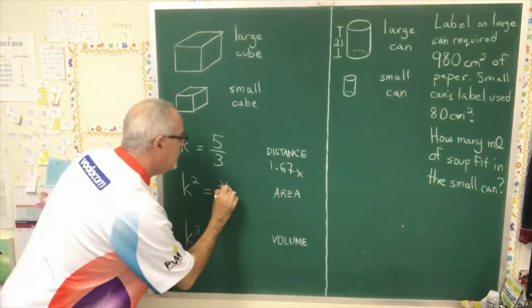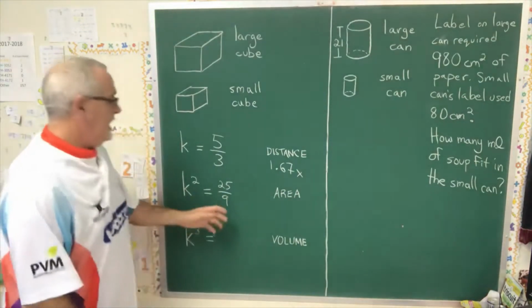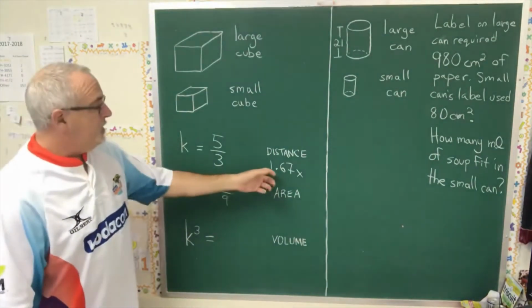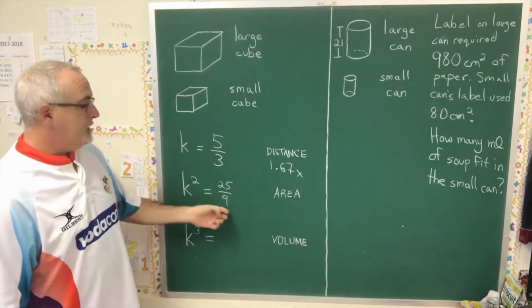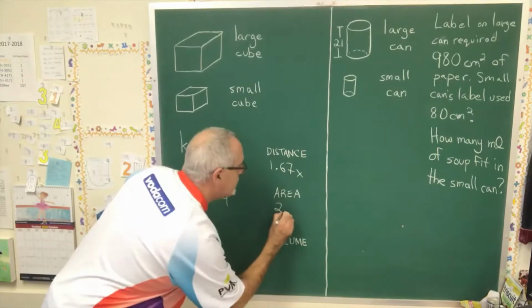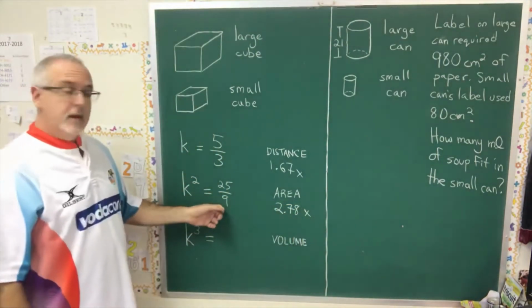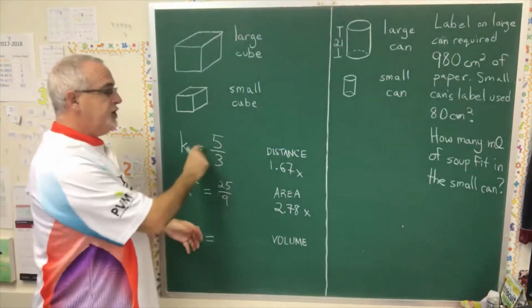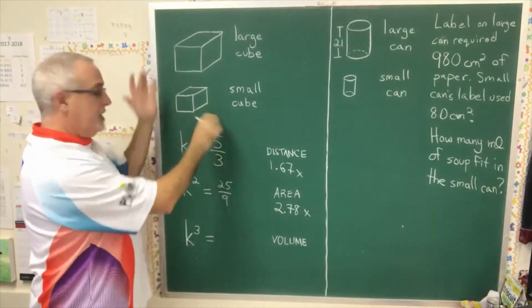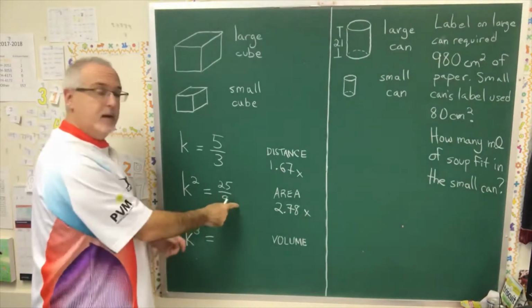That's 25/9. And 25 is not 1.67 times as big as 9. 25 is 2.78 times as big as 9. So if you try to use this relationship between these shapes for area, it won't work. You have to use this relationship instead.